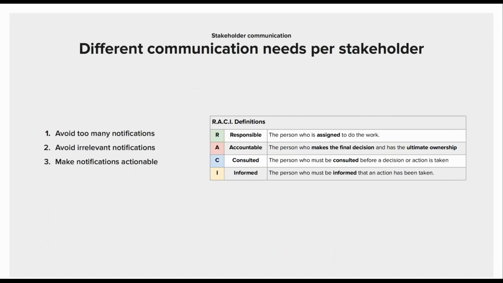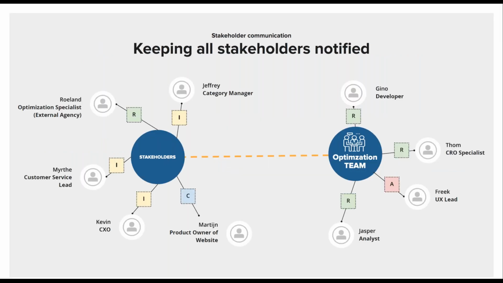So if you've defined for each person what kind of responsibility they have, you can make something like this, where it's very clear who needs to know what, and who needs to be updated about certain actions. If you look at the slide on the right, the optimization team, there's a lot of people that are actually working on activities, and the UX lead, who might be the lead of the optimization program, is accountable, whereas the others are actually responsible for actually doing tasks.